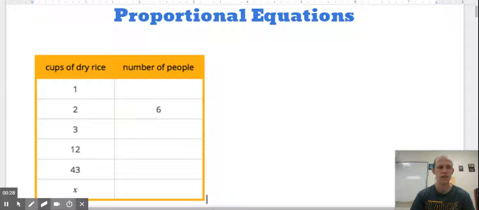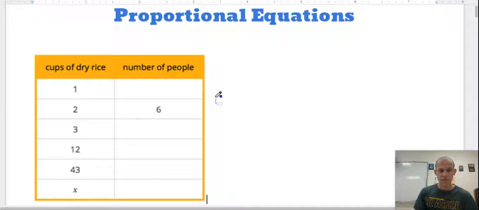So first we have an example where we have cups of dry rice and number of people. We're only going to have one thing given to us, that 2 cups of dry rice will feed 6 people when they actually mix it all together. Let's figure out what all these other values will have to be then.